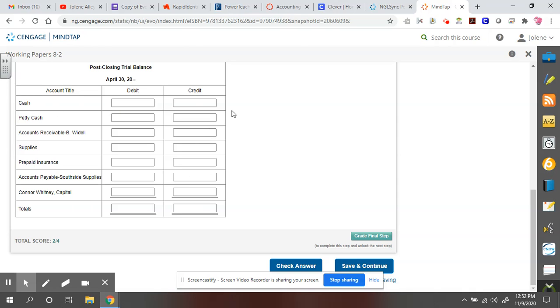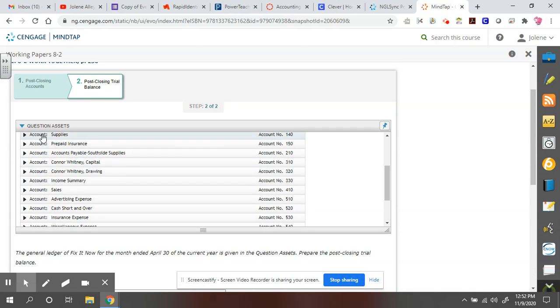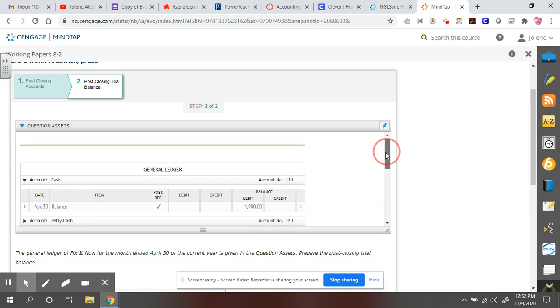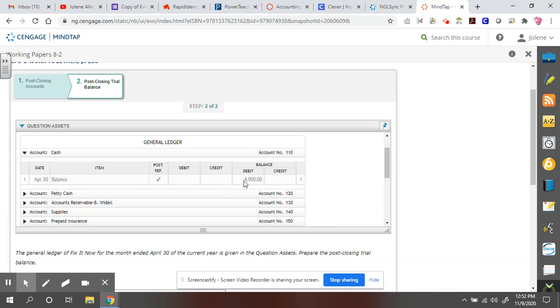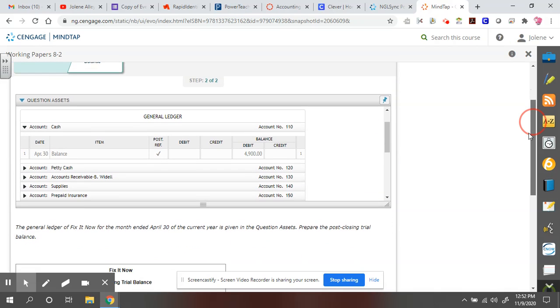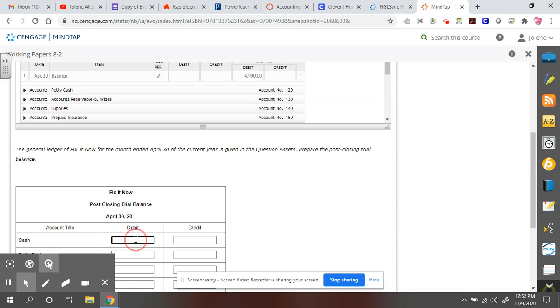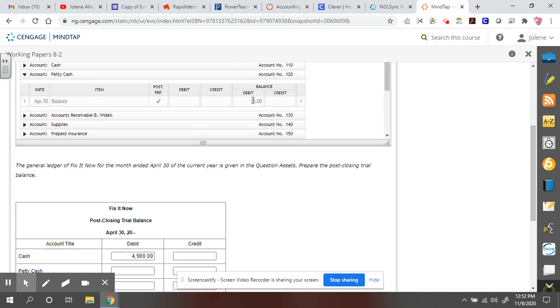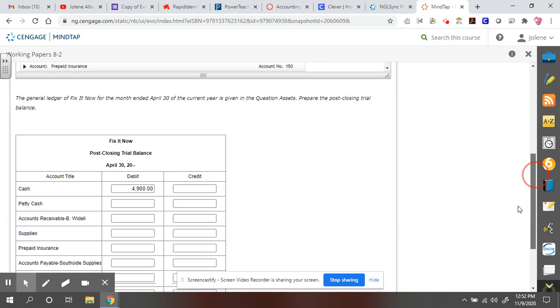It tells us what you have to do. So we're going to go to cash. In the cash account, the balance is a debit for $4,900. Well, that tells us what we're going to do. Debit $4,900, just like that. Petty cash has a balance of $75 debit. So we're just doing what it tells us to do.